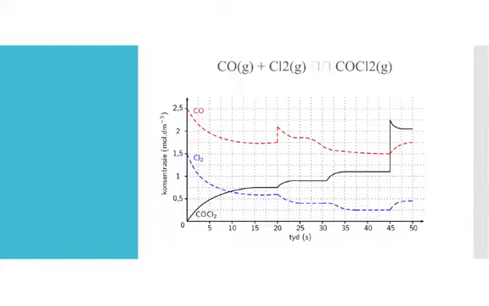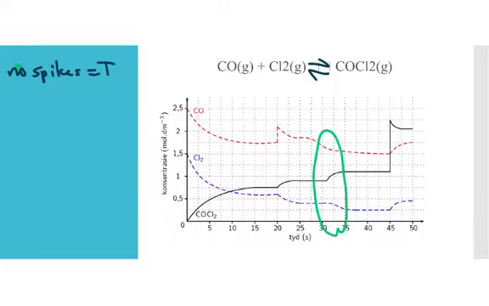So for this section of the graph, we can see that all of the area here, there's no spiking of any sort. So no spikes equals a temperature change. So there's one other piece of the puzzle I'm going to give you. Normally you would be given this. I'm going to tell you that this is an exothermic reaction, and that way we can work out what happened.